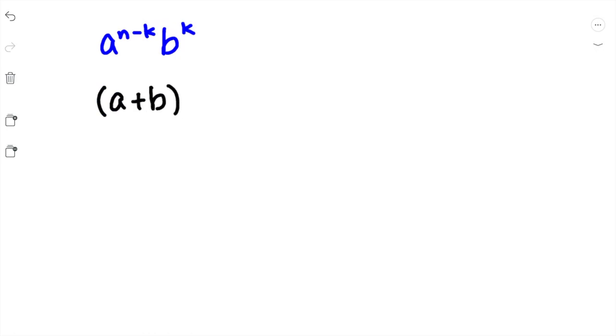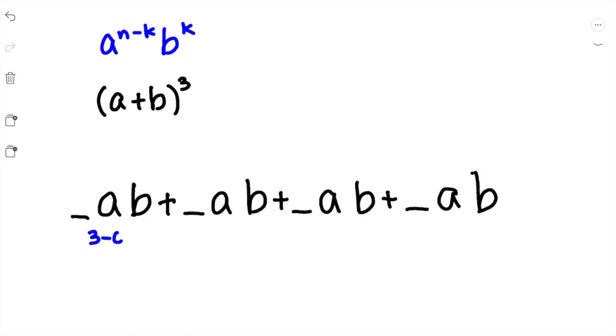If we use a plus b to the power of 3, we can see that in the first term, a's exponent will be 3 minus 0, so 3. Keep in mind that n is just a number of terms, and k equals 0 because this is the first term. B's exponent will be 0, so b is just 1, so we can ignore b here. The second term, a's exponent will be 3 minus 1, so 2. B's exponent will be 1.